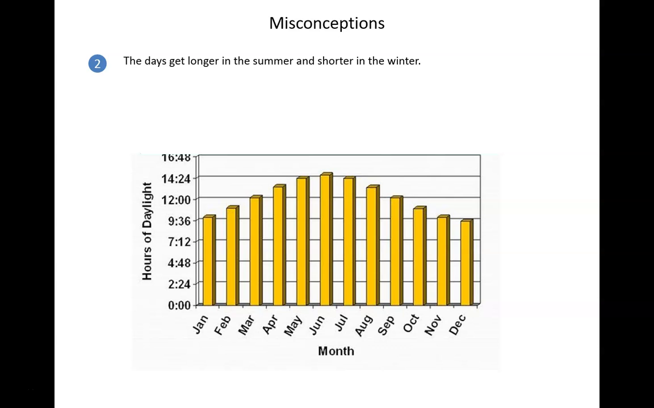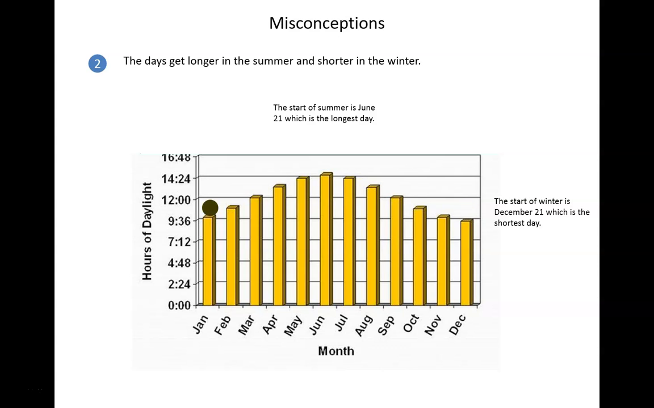The second misconception is that the days get longer in the summer and shorter in the winter. Let's look at this graph of hours of daylight on average for each month. Let's begin with the start of summer, June 21st, which is the longest day. As the summer progresses through June, July, and August, we see the number of daylight hours getting shorter. This continues until December 21st, which is the shortest day and the beginning of winter.